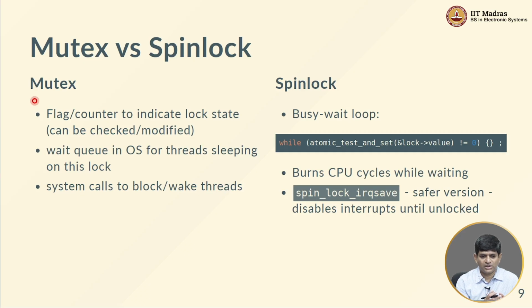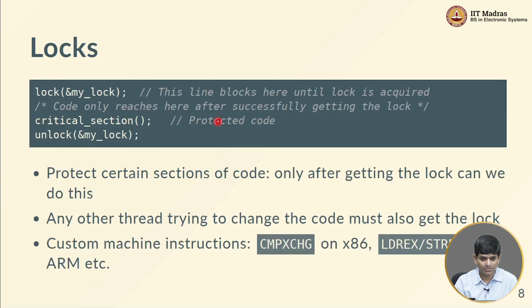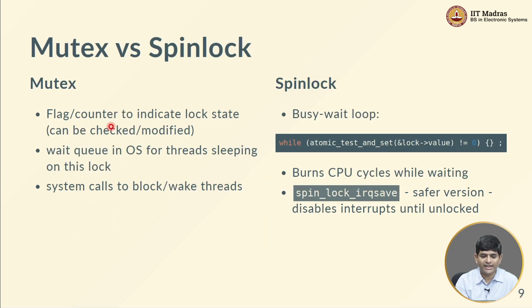Alright, so a mutex is something which comes into play in concurrent programs, right? What we do usually is that we set up some kind of a flag or a counter which indicates the lock state, right? So just like I had this example out here where I need to lock, I would use some kind of a flag to indicate the lock state, and I would set up a wait queue in my operating system for threads that are sleeping on this lock.